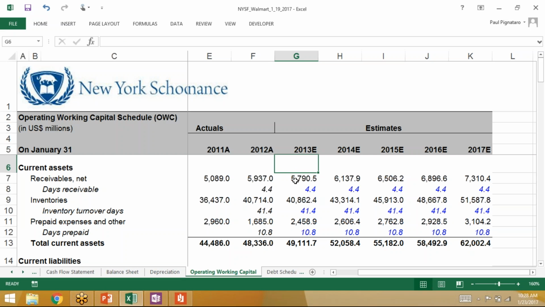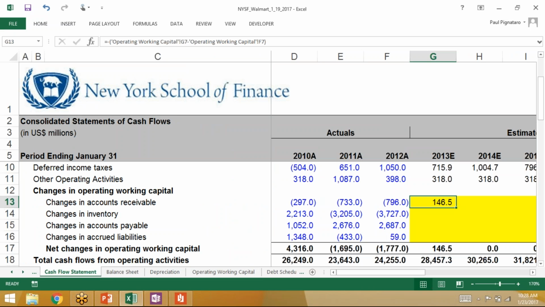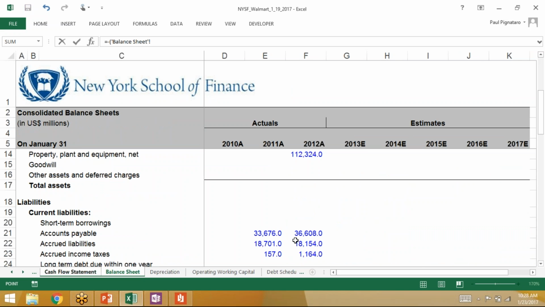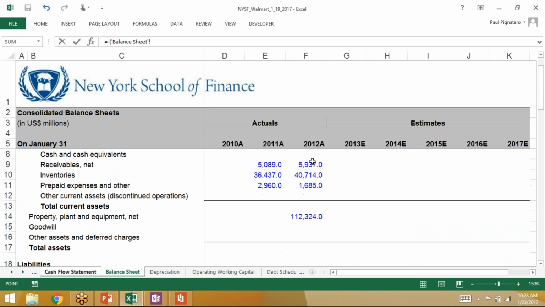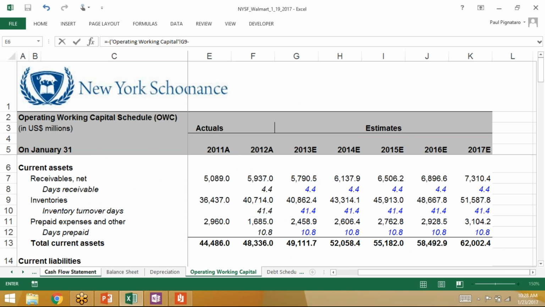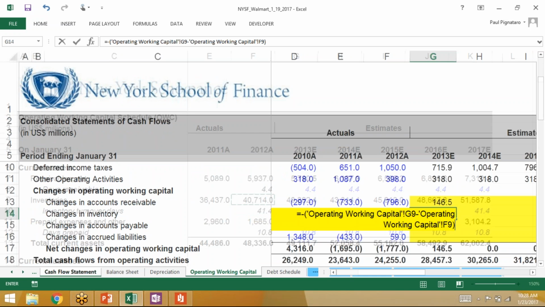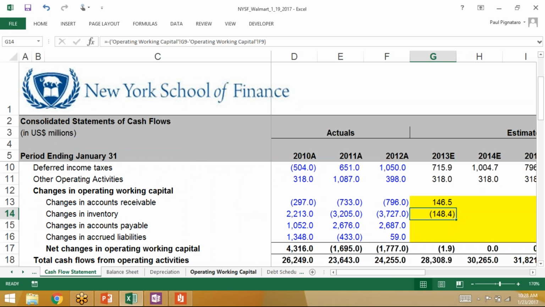Every asset, it's minus the change, because you have to flip the signs when you go from an asset into cash. So for inventory, I do the same thing: minus the change in working capital, minus 2013 minus 2012.